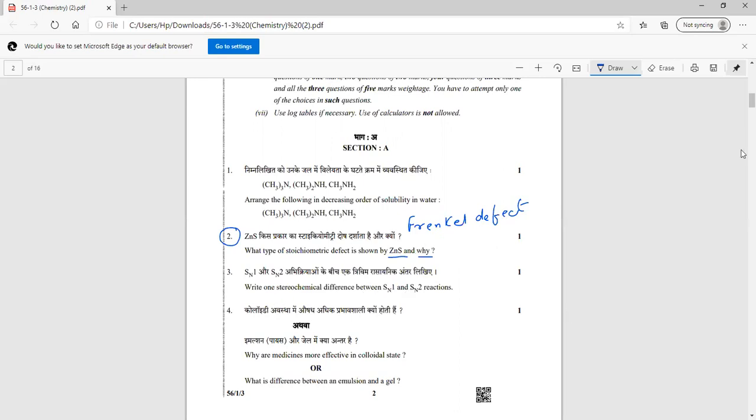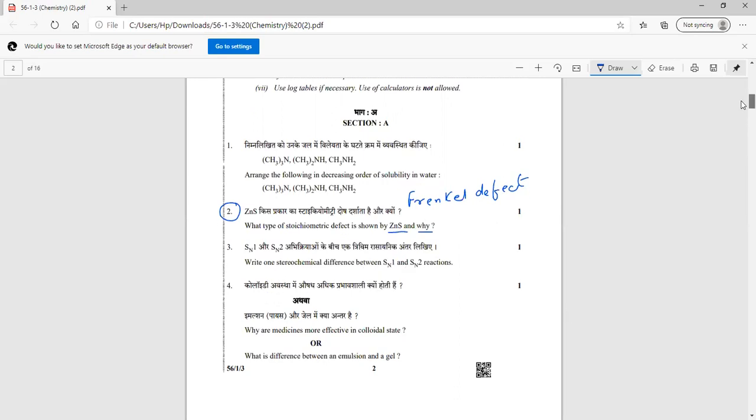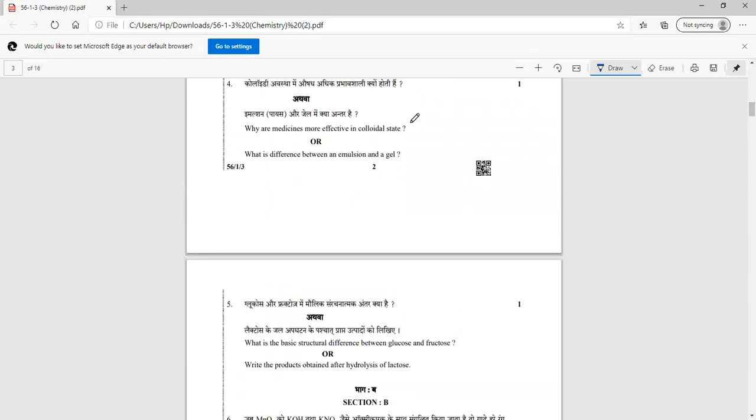Now, this question is from the alkyl halide part. We'll go to the next question. Yes, this question is from surface chemistry. Why are medicines more effective in colloidal state?